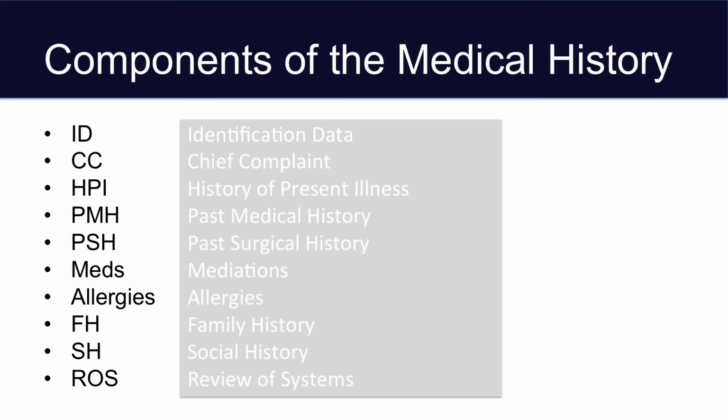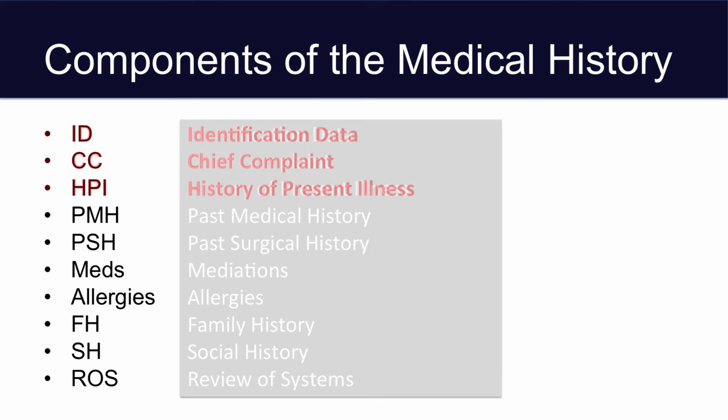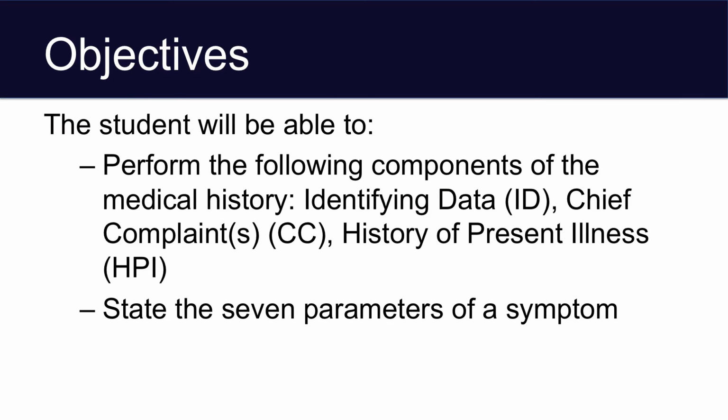So these are all the components in the medical history. You can see there are a number of them. We're just going to take a crack at the first three. The objectives for part 1 are: the student will be able to perform the following components of the medical history: identifying data, chief complaint, history of present illness. The student will also be able to state the 7 parameters of a symptom.